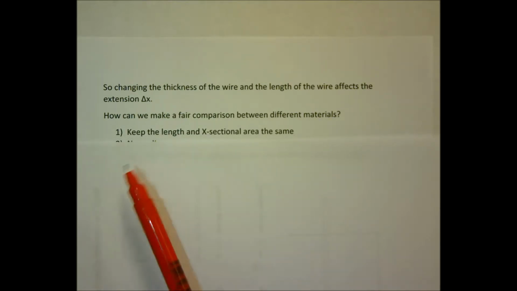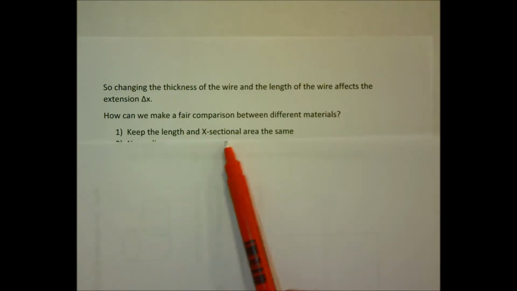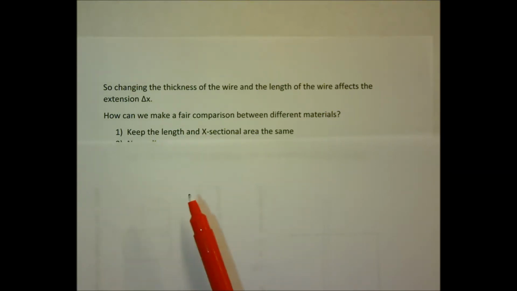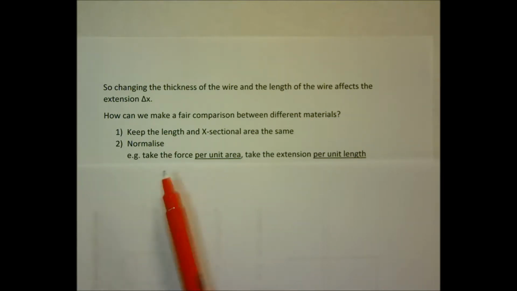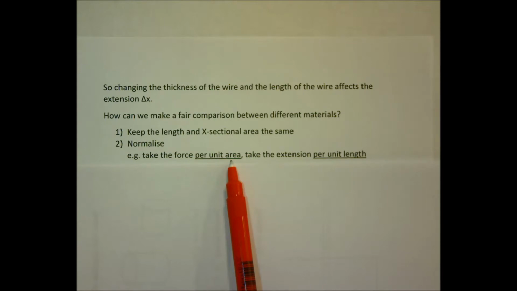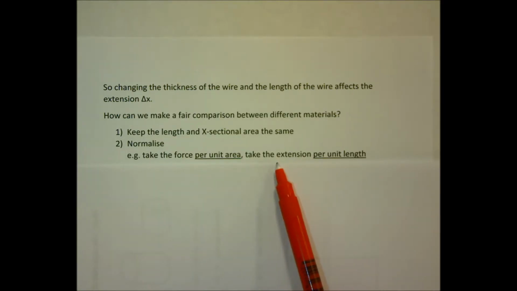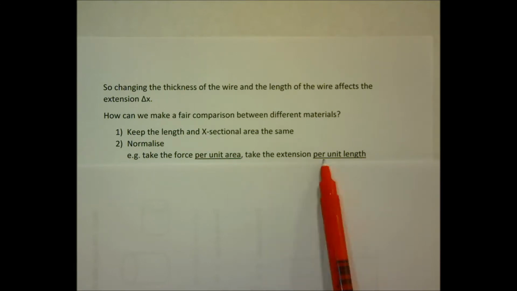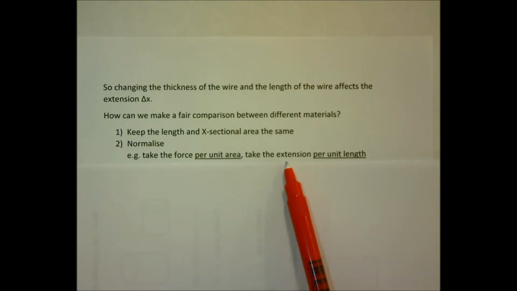Okay, you probably have thought about the first one. To make a fair comparison, you're probably thinking, oh, well, we should each time keep the length of the wire the same and the cross-sectional area. Okay, and that is a possibility, but we can also do something called normalizing. Right, I want you to consider this. If instead of just taking the force, we take the force per unit area, then if we have different cross-sectional areas, we'll be able to normalize. So take that into account. If instead of just taking the extension, we took the extension per unit length, then we could take into account the fact that we have different lengths of wire.